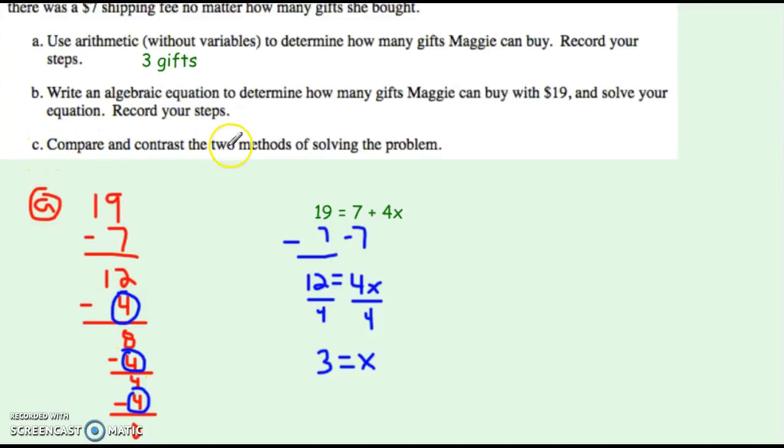C says compare and contrast the 2 methods of solving the problem. So I'd like you to write on your paper for C which method you like better and why. Pause the video and play it once you have C answered.